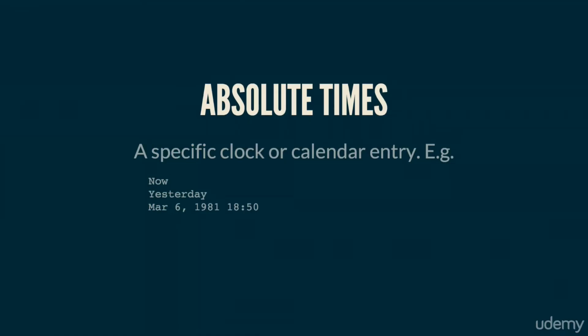It might be a countdown timer, it might be saving information about when a record was created, or it might simply be recording somebody's birthday. We can actually break the concept of time down into two distinct types. Firstly, we have absolute time. So that is a specific clock or calendar entry. For example, now or yesterday, or a particular date. So that's, say, March 6, 1981 at 10 to 7 p.m.